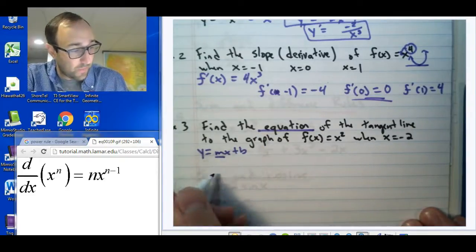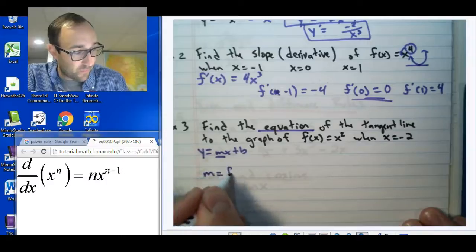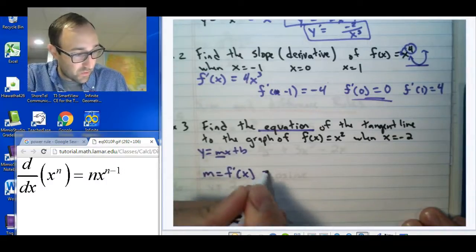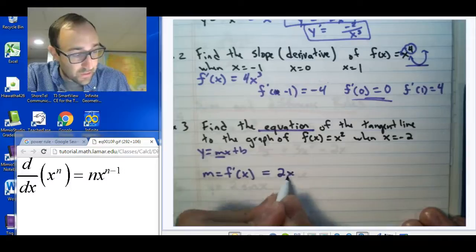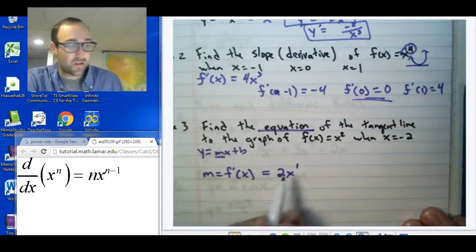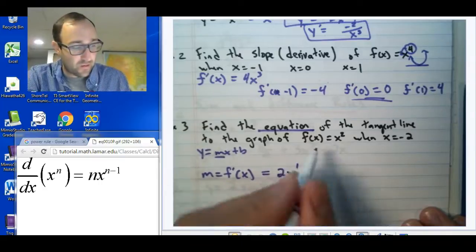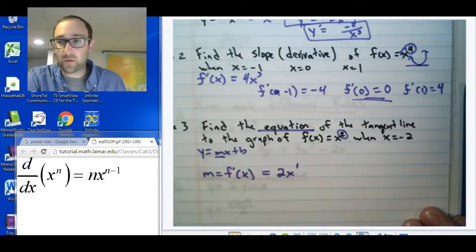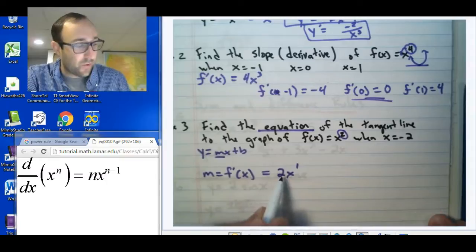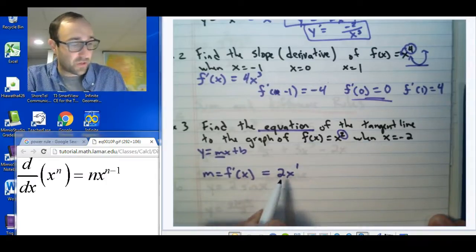So we can say m is going to equal f prime of x, which equals 2x to the 1st. I just wrote that 1 in there. Do you have to write the 1 in? No, of course not. It's just there to remind you that this number goes down 1 power for the exponent. So I know that my slope is going to be 2x.